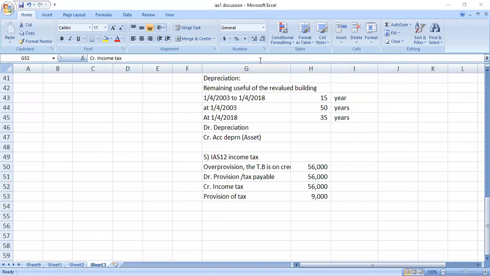Income tax is 1,000 in the trial balance, not 56. Really, that's what I saw? Let me check again.